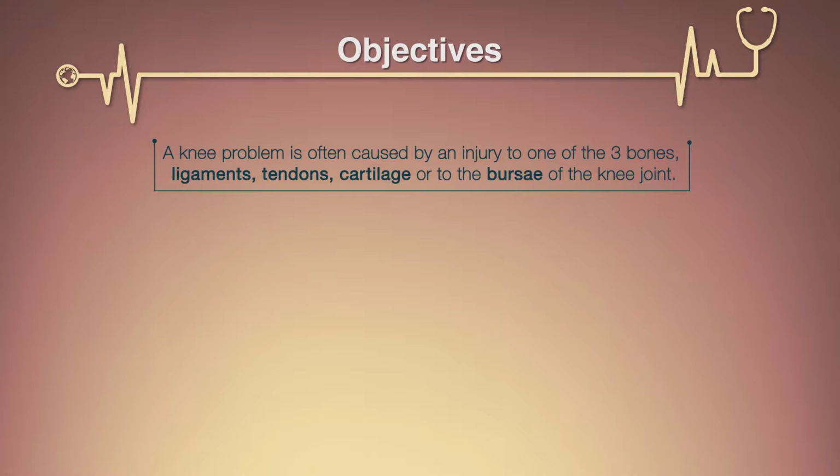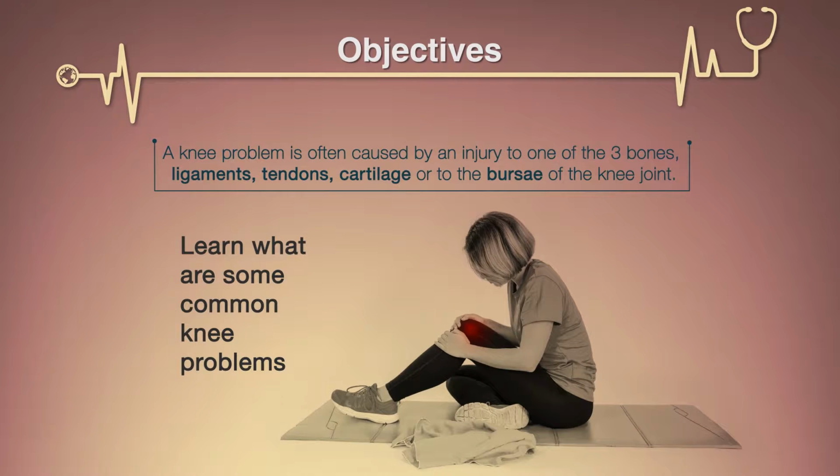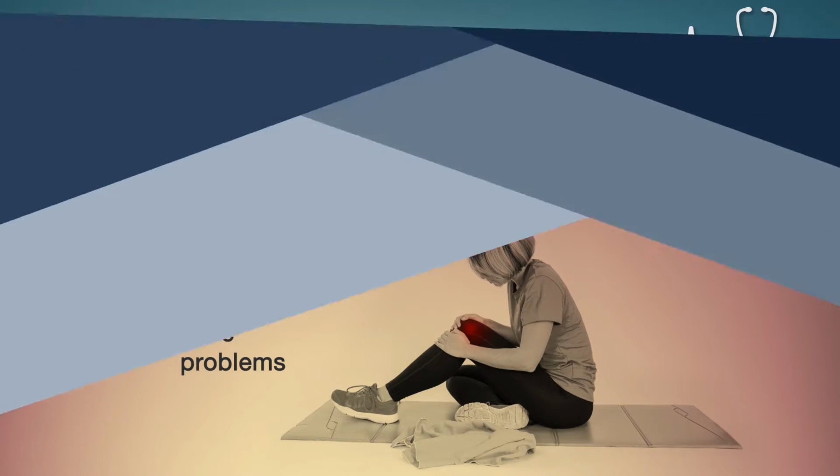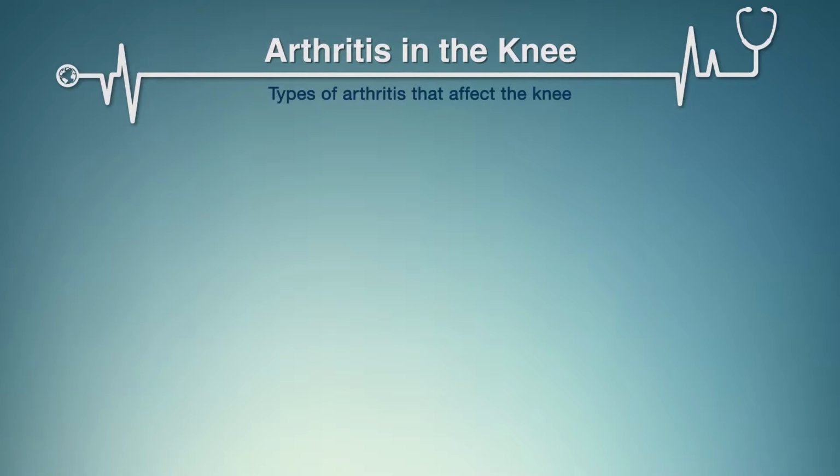In this course, the objective is to help you learn what are some common knee problems. Major types of arthritis can affect your knees. The major types of arthritis that can affect your knees are osteoarthritis, rheumatoid arthritis, and post-traumatic arthritis.